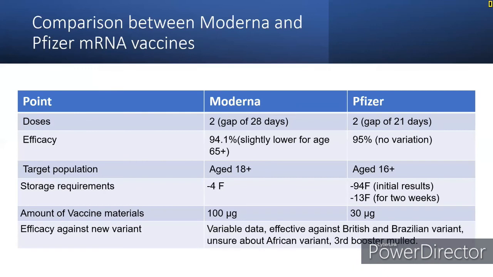Now, let's see some major differences between the two approved mRNA vaccines from Moderna and Pfizer. Here we have an annotated comparison of doses, eligible population, efficacy, and storage requirements. One thing to note here: while efficacy is almost the same, the amount of viral material is almost 3 times in the Moderna vaccine.